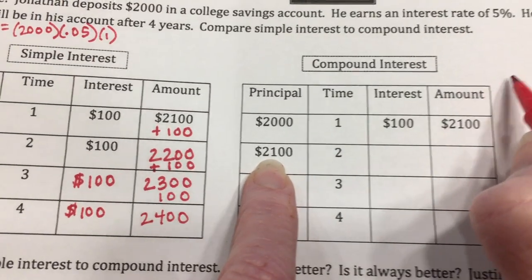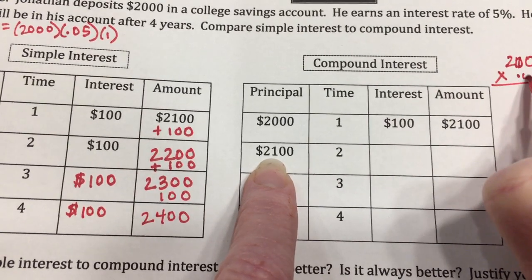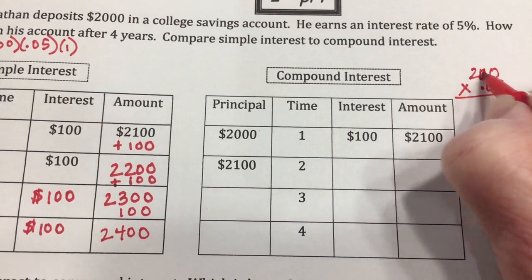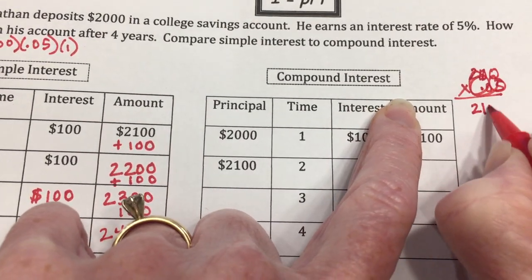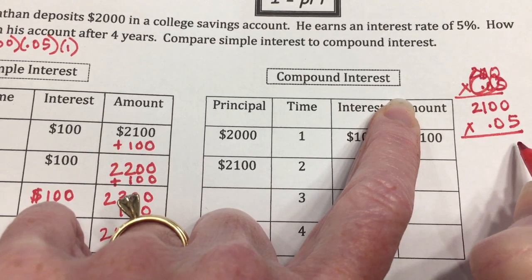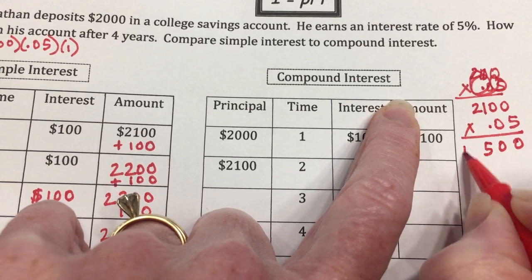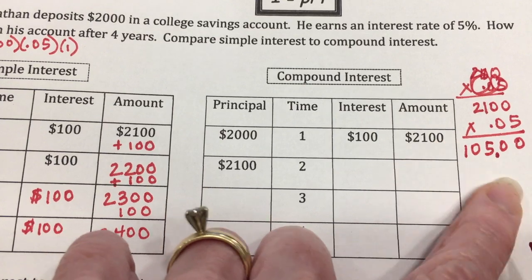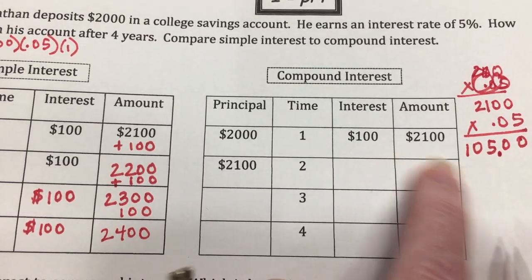So I'm going to do 2,100 times 0.05. It's really hard to read. Sorry, I'm going to rewrite that. 2,100 times 0.05. All right, so 5 times 0 is 0, 5 times 0 is 0, 5 times 1 is 5, 5 times 2 is 10. Move my decimal over 2 places. So 105. I could multiply it times 1 year, but that wouldn't change it.